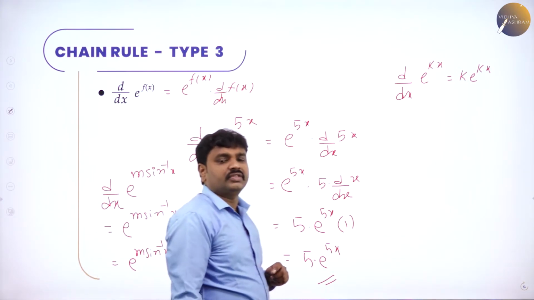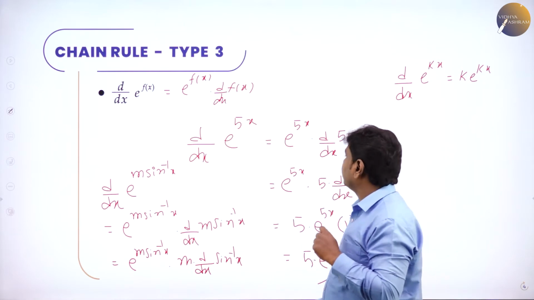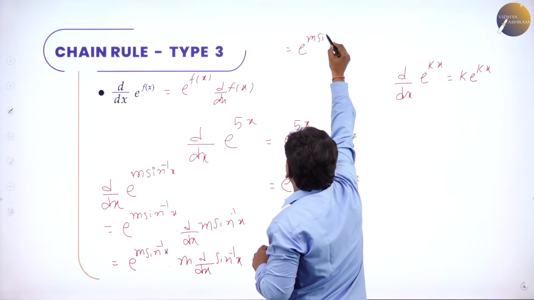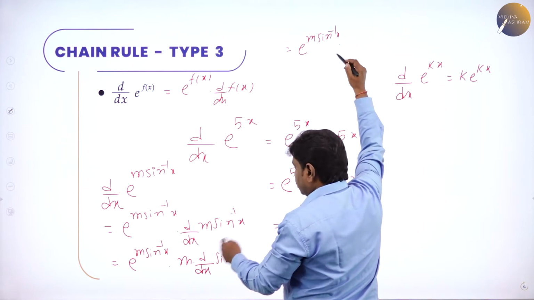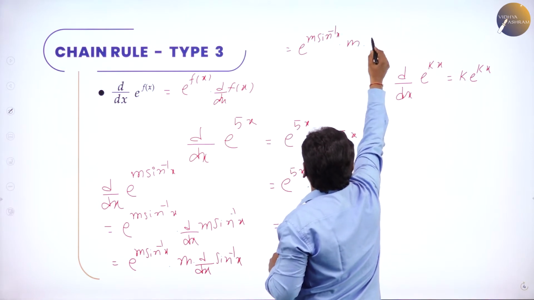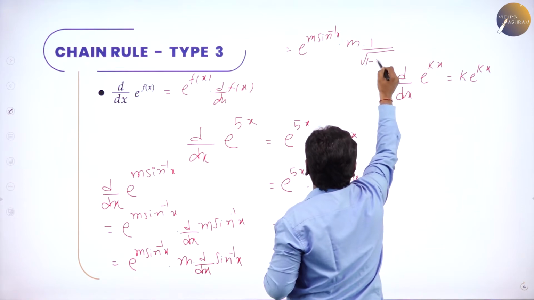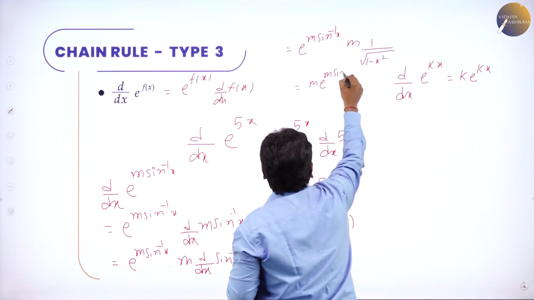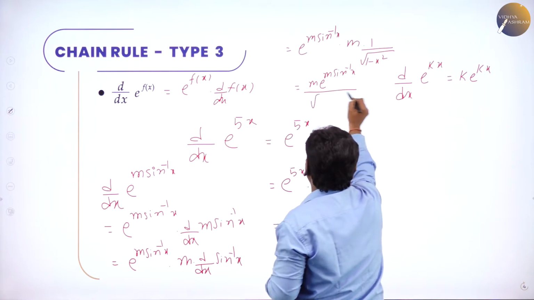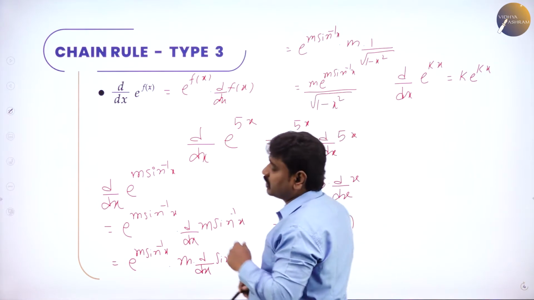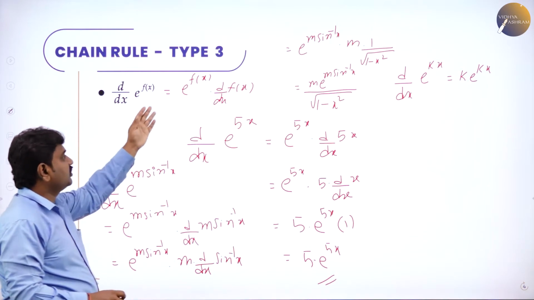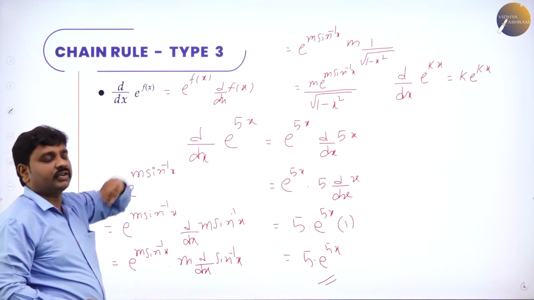What is derivative of sin inverse x? 1 by root of 1 minus x square. So finally we will get e power m sin inverse x into m into derivative of sin inverse x, which is 1 by root of 1 minus x square. Or finally it will be m into e power m sin inverse x divided by root of 1 minus x square. These are the different problems. So d by dx of e power f of x is e power f of x into d by dx of f of x.